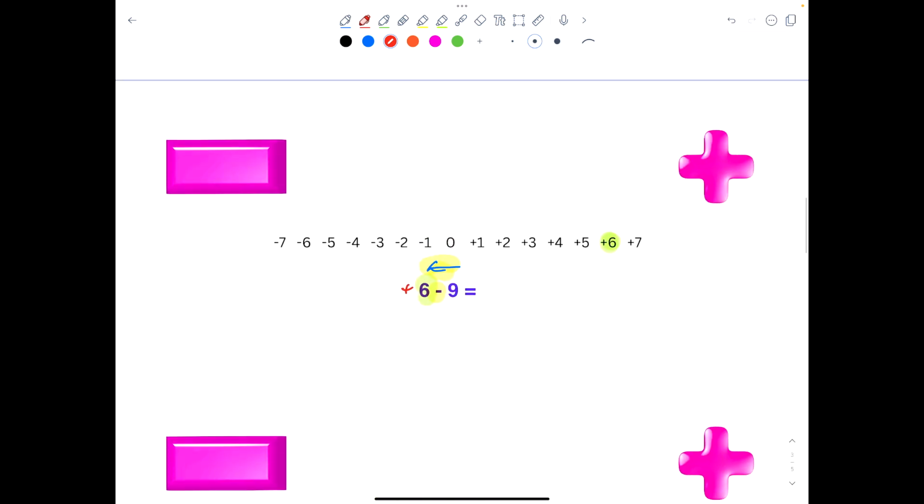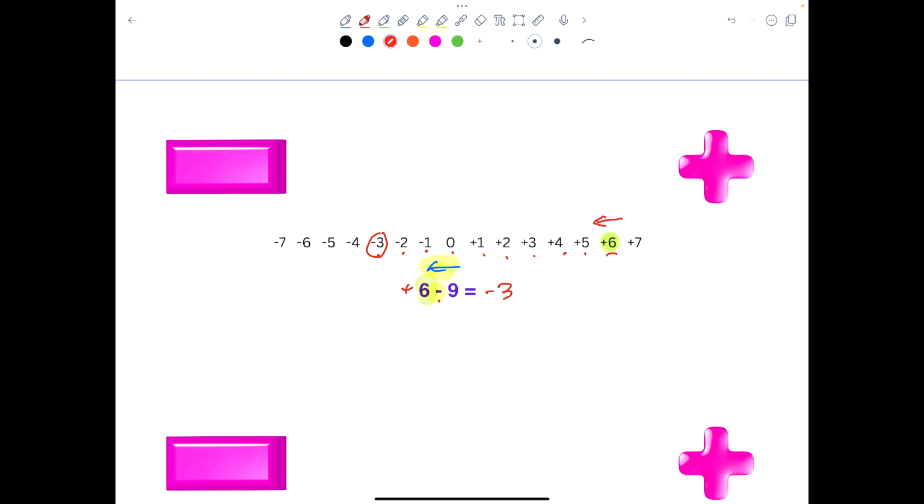Try another one. Start with a positive 6, and we have a minus. That means we're going to go to the left. We go 9 spaces: 1, 2, 3, 4, 5, 6, 7, 8, 9. Negative 3. So 6 minus 9 is negative 3.